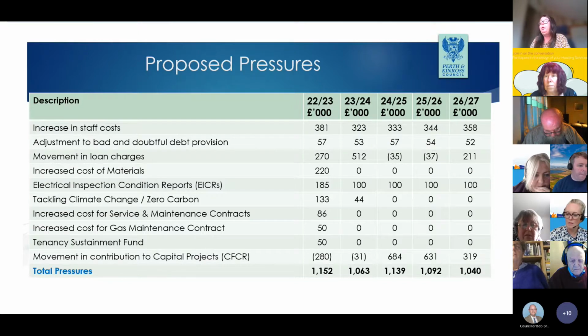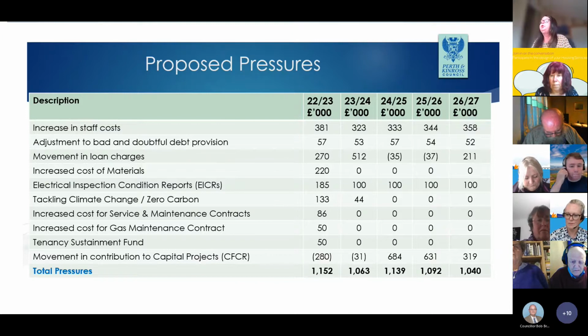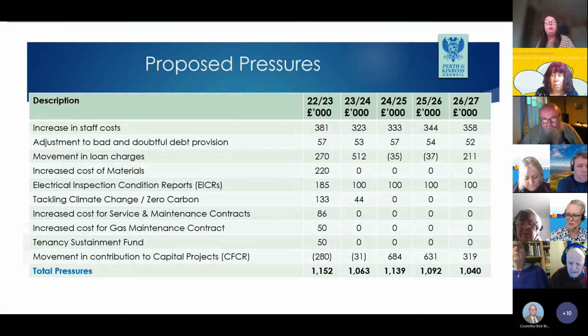We are proposing a one-off increase of £50,000 to our Tenancy Sustainment Fund to help support the most vulnerable of tenants who are continuing to experience financial hardship. And then we've got movement in our contribution to the capital projects. We are proposing a reduction, as I mentioned in the pre-conference presentation, but please be assured that will not impact any of our projects moving forward.